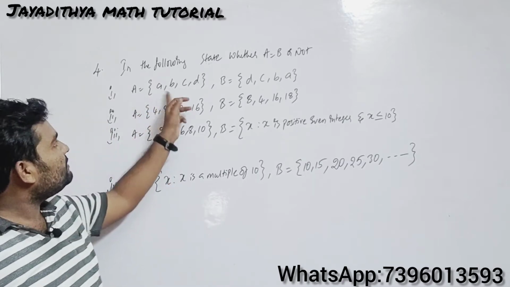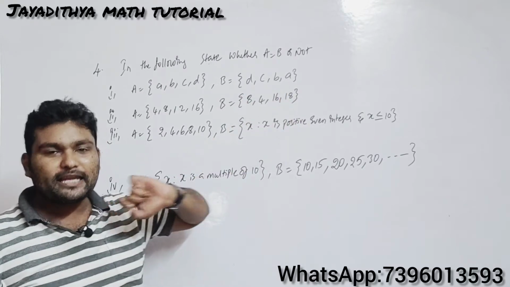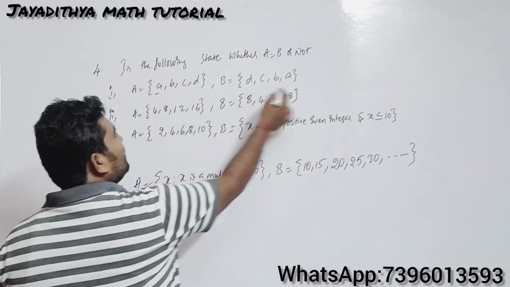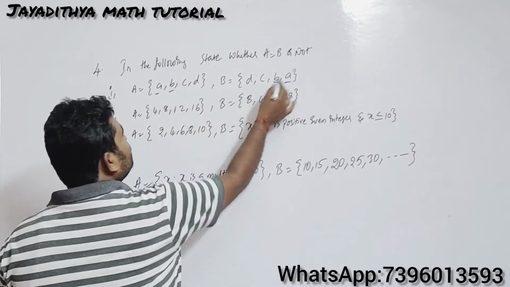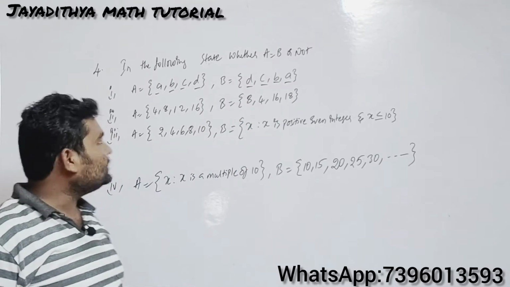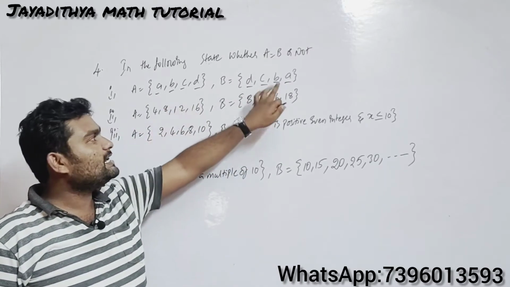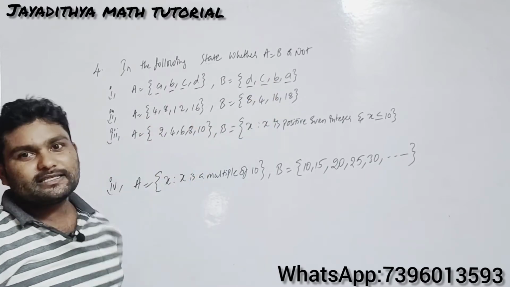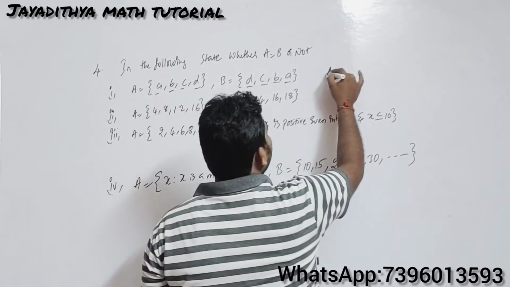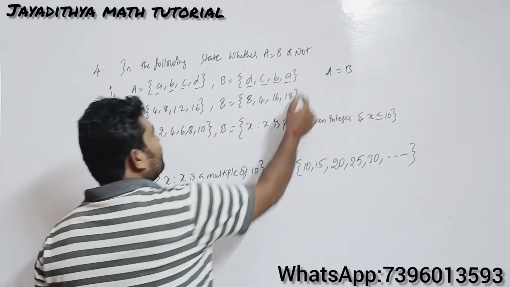See the first one. In set A you have the elements A, B, C, D, and in set B the elements are D, C, B, A. Let us check the elements here. A we have in both the sets, B we have in both the sets, C we have in both the sets, and D also in both the sets. So each and every element of A is present in B, and each and every element of B is present in set A. So what can you say about A and B here? That is simply A is equal to B. Both are equal sets.